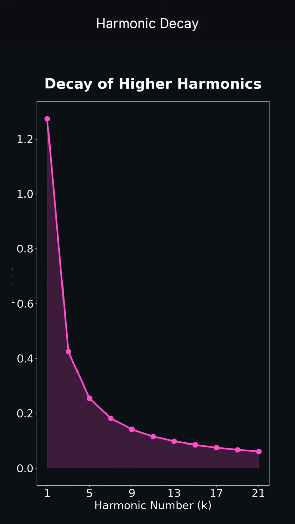Notice how the amplitudes shrink as we move to higher frequencies. For a square wave, they drop off following a 1/k curve. This rapid decay tells us that lower frequencies carry most of the energy.